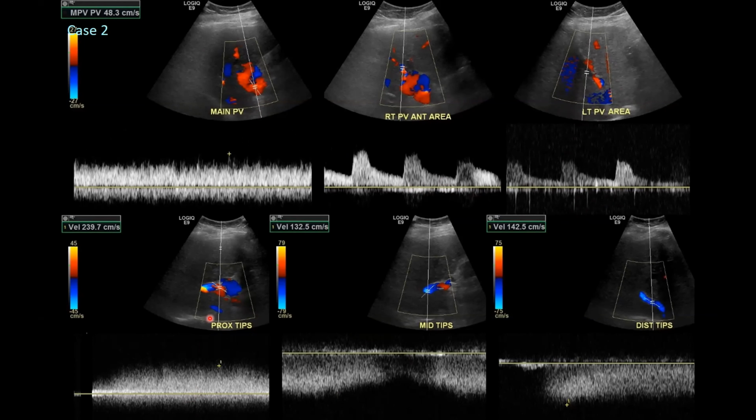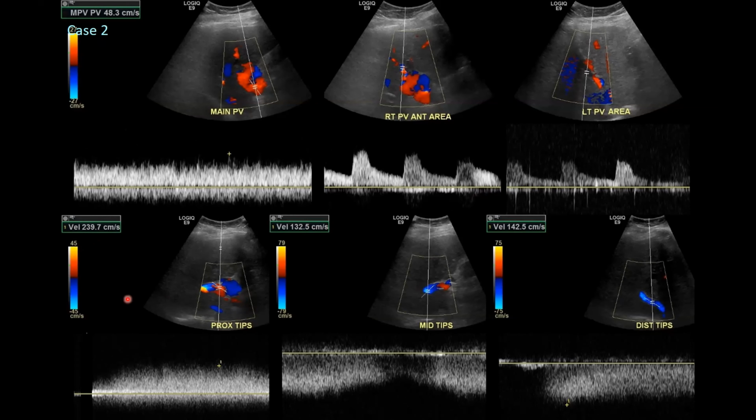The TIPS here is patent. Proximally, it has a high velocity, 240. In the mid-TIPS, it's 133. And the distal TIPS, it's 143. So the velocity is high. It's above that 100 centimeters per second threshold that we were worried about. I'm not that worried that the velocity is really high proximally because, and we'll look at that in a bit.